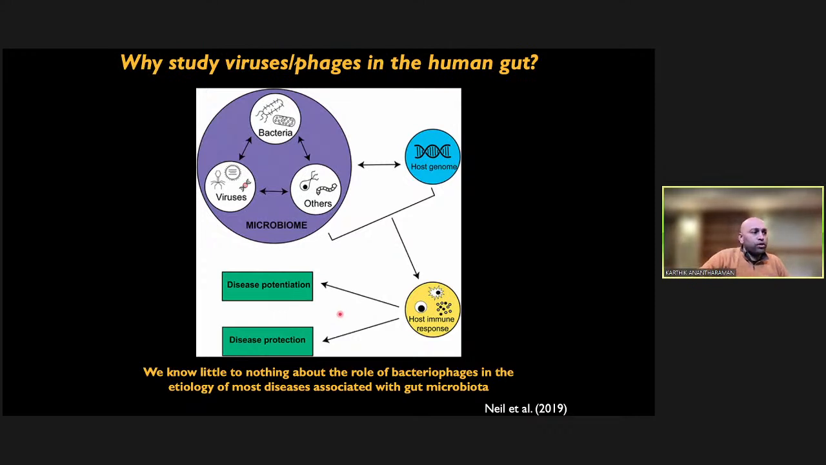But what is important is that we know next to nothing about the role of bacteriophages in the etiology of most diseases associated with the gut microbiota. We've figured out that microorganisms, specifically bacteria, are responsible for a lot of diseases, but we don't know the role of viruses. And that is something as a lab we are trying to change.